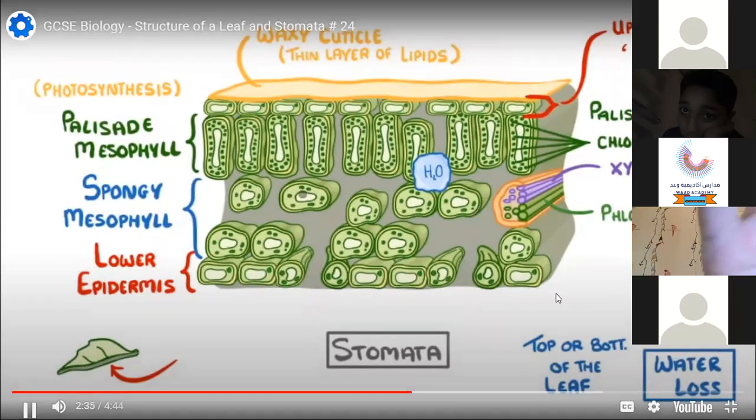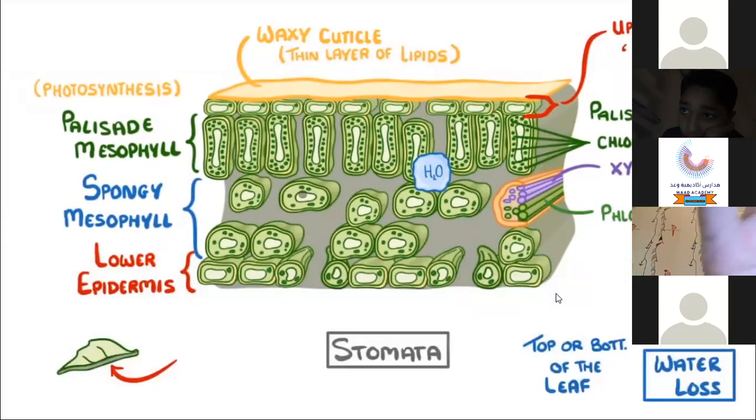When it comes to the bottom of the leaf, the main problem is the stomata, as the water will diffuse out of any gaps really easily.